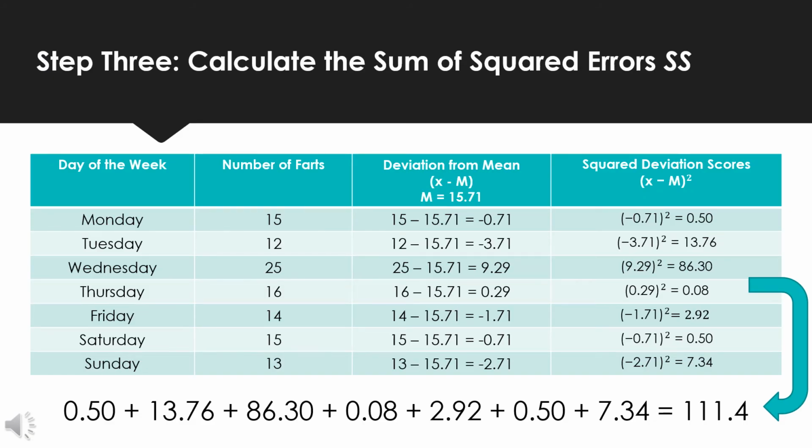The sum of squared errors is the total of all the squared deviation scores added together. We are going to take all of our deviation scores, 0.5, 13.76, 86.30, 0.08, 2.92, 0.50, and 7.34 and add them all together. When we add all of those squared deviation scores together, we get the sum of squared errors, which is 111.4.